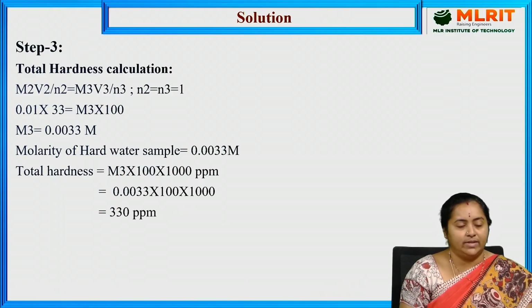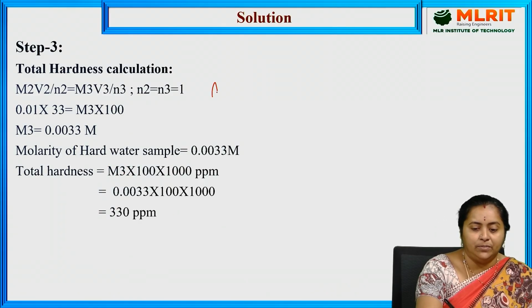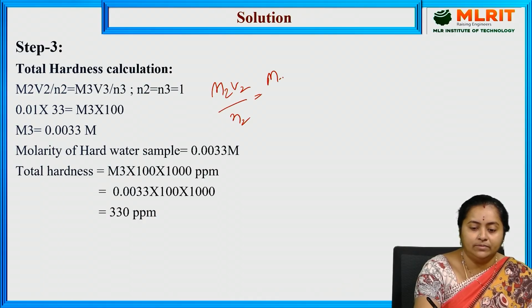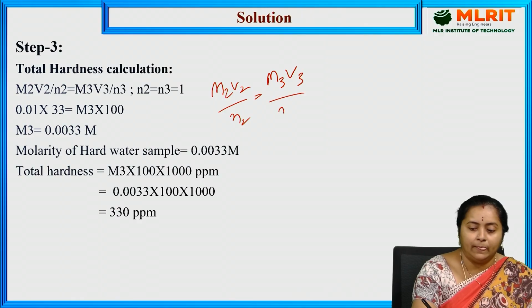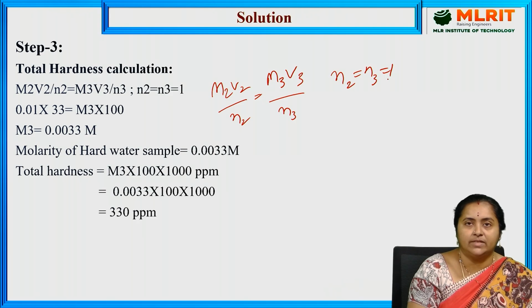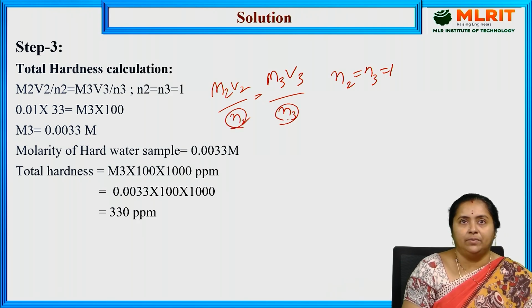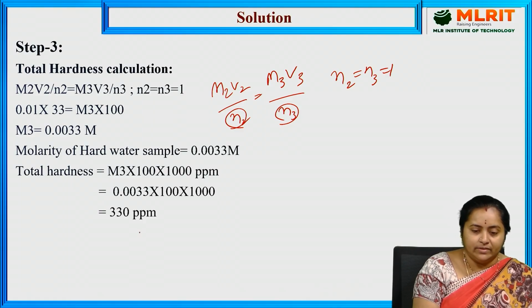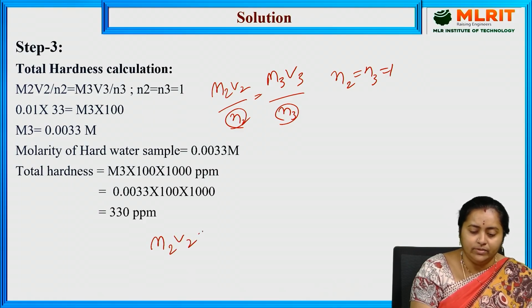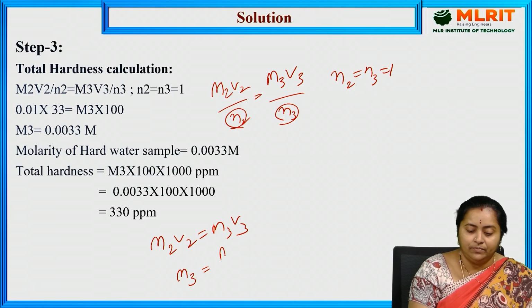Let us see how. The formula we know very well: M2 V2 by N2 is equal to M3 V3 by N3. N2 is equal to N3 is equal to 1, the number of moles is always equal to 1, so we can neglect these two values. So the formula becomes M2 V2 is equal to M3 V3. In this what I want to calculate is the M3 value. So M3 is equal to M2 V2 by V3.